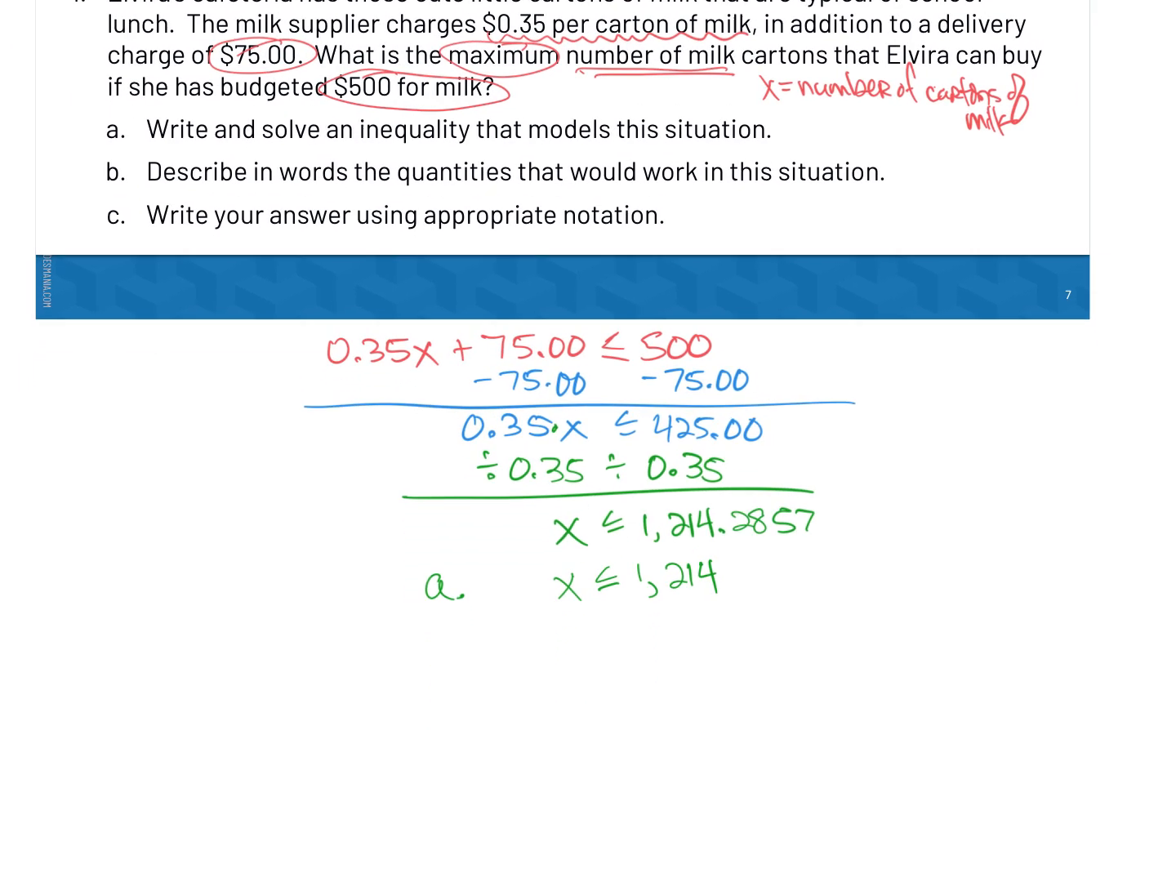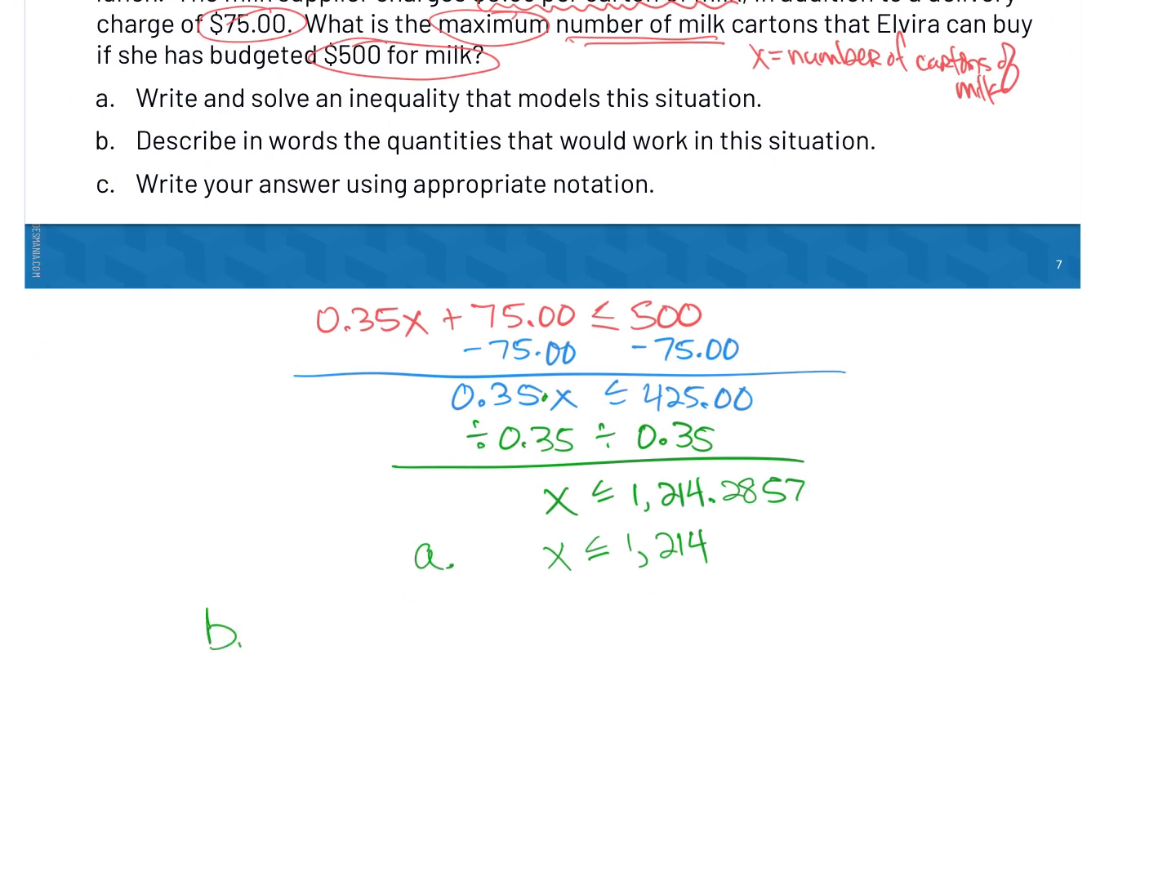Now let's talk about B. B says, describe in words the quantities that can work in this situation. So we're going to say Elvira can buy no more than 1,214 cartons. Oops, 1,014, not 1,214, cartons of milk.